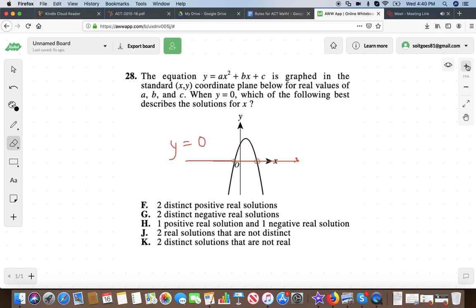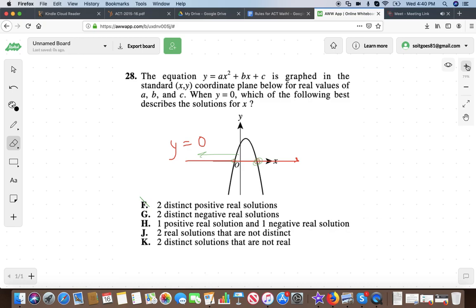Two distinct positive real solutions. Does that describe the solutions for x? Do we see two distinct positive real solutions? Well, once you're to the left side of the y-axis, it's negative. Anything on this side right here, there's going to be negative values for x. And they're asking us which of the following best describes the solutions for x. So it couldn't be that one. This one's positive over here, whatever that is. But it can't be F, because both aren't positive.